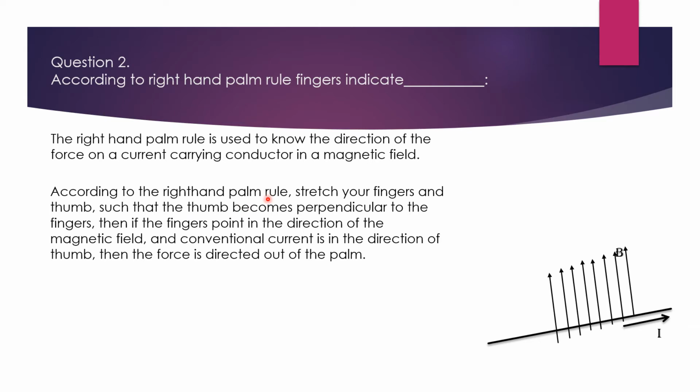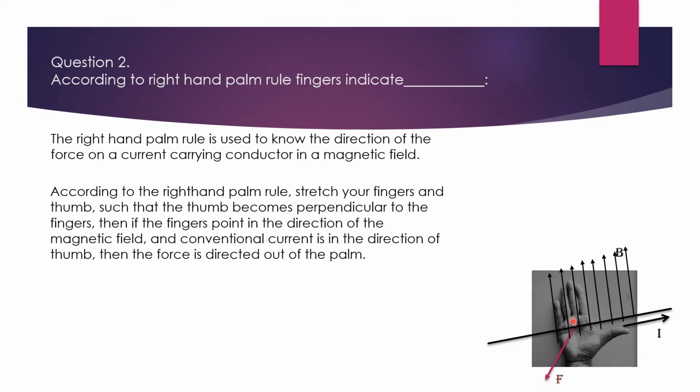According to the right hand palm rule, stretch your fingers and thumb such that the thumb becomes perpendicular to the fingers. Like this is the palm, my thumb is stretched, it becomes perpendicular to the fingers. Then if my fingers point in the direction of the magnetic field, and conventional current is in the direction of the thumb, then force is directed out of the palm. This is the force which is acting out of the palm.